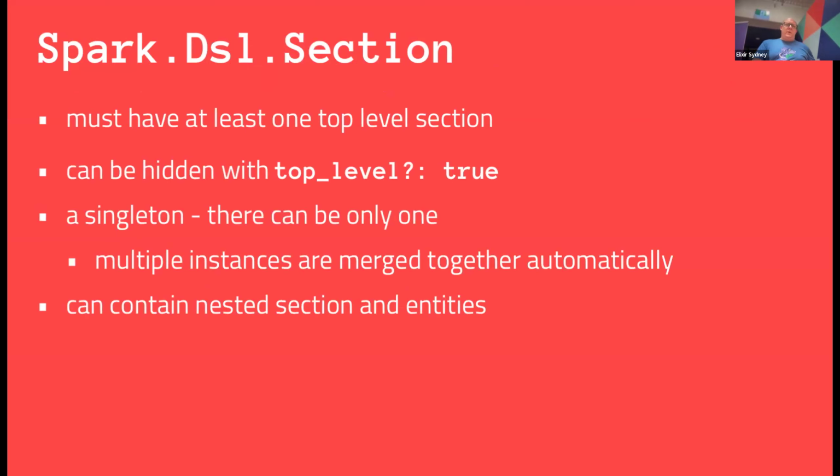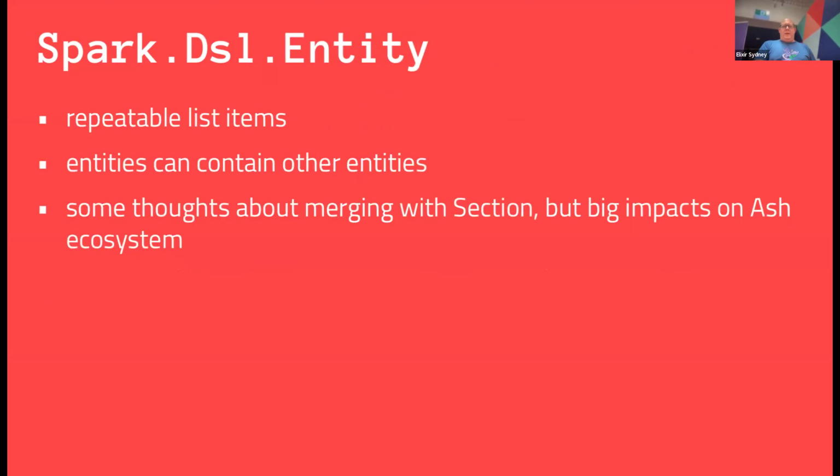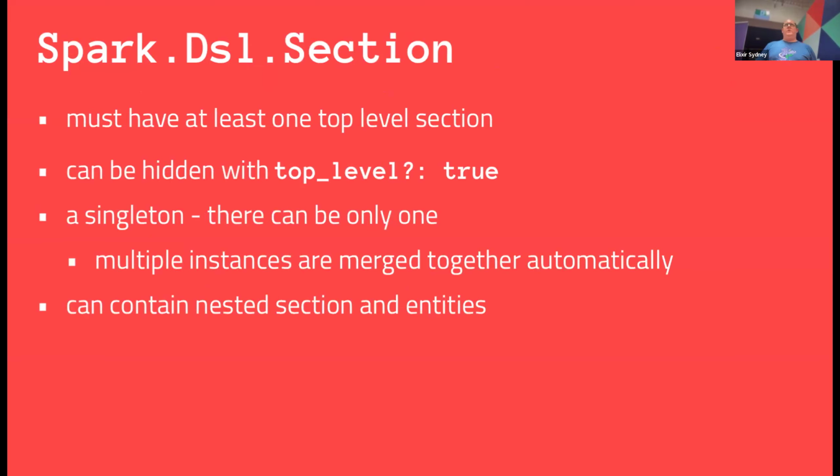The main ones are DSL section and entity. So the section, you have to have a section at the top level. You can hide that with top level true. So you can either have an explicit top level section, or you can say top level true, and then it's basically hidden.